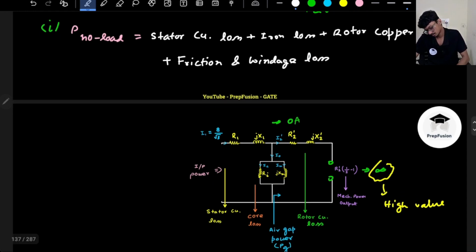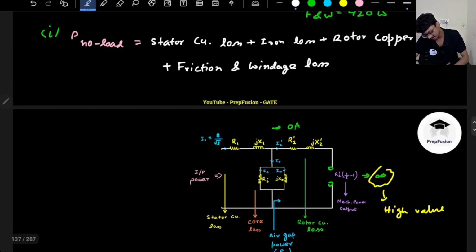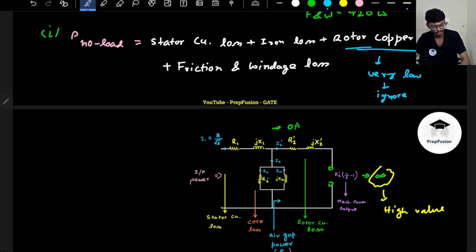Okay. So the thing over here is this will be very low. Why? Because the rotor current itself is very low. Hence, we can ignore it, right? And anyway, we will not be able to find this value in this question. So we have to ignore it. That is the first point.